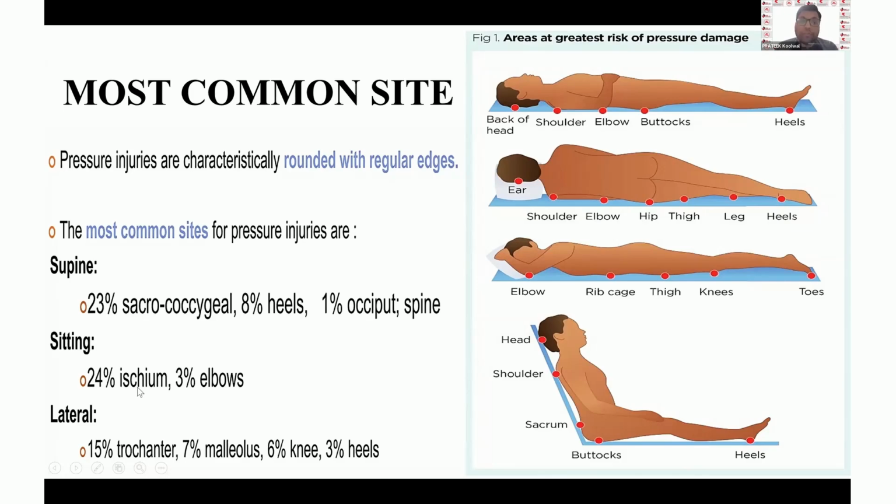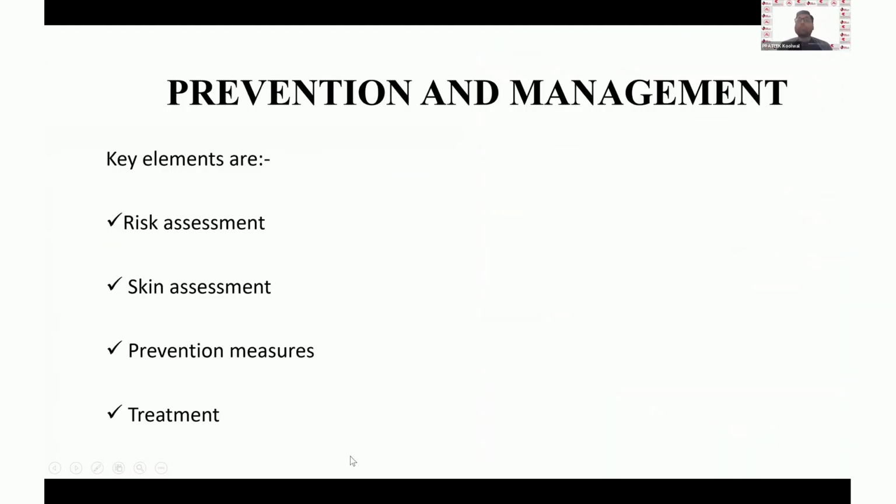Sitting area 24% ischium and 3% elbow, and lateral part 15% trochanteric and 7% malleolus and 6% knee and 3% heel part. How do you prevent and manage? The main part is prevention. Whatever you do is your management, because if you haven't prevented it, then you have to manage it. So prevention is the most important cure for pressure ulcer.